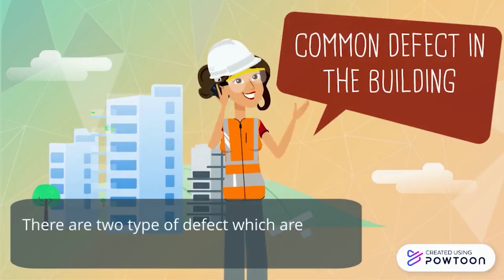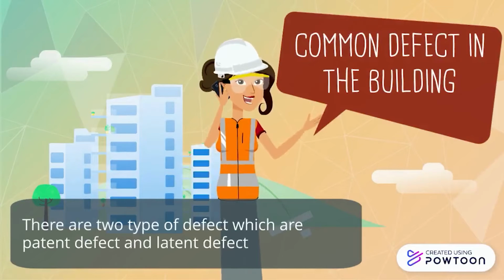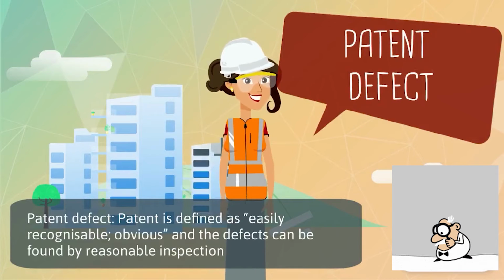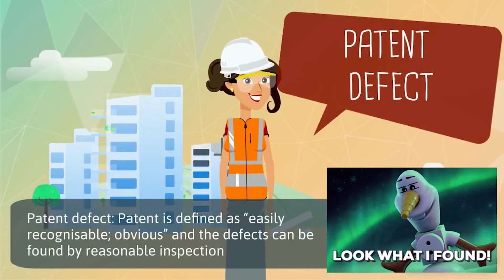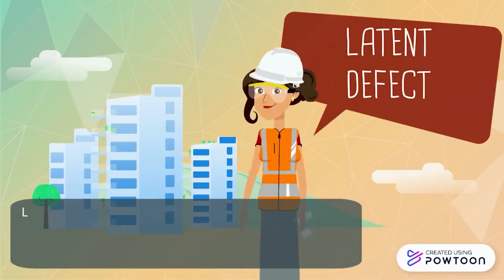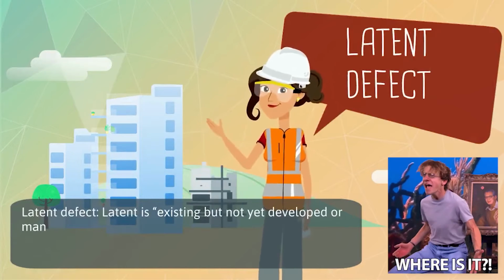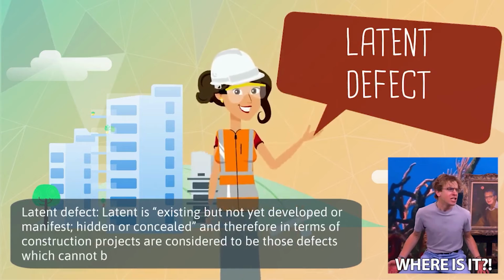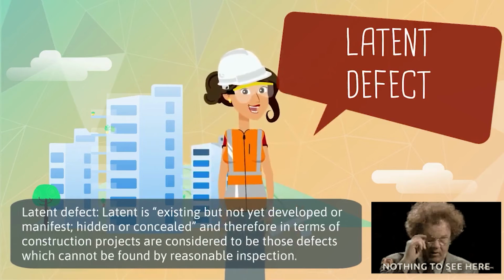There are two types of defects, which are patent defect and latent defect. Patent defect: patent is defined as easily recognizable, obvious, and the defect can be found by reasonable inspection. Latent defect: latent is existing but not yet developed or manifest, hidden or concealed, and therefore in terms of construction projects is considered to be those defects which cannot be found by reasonable inspection.